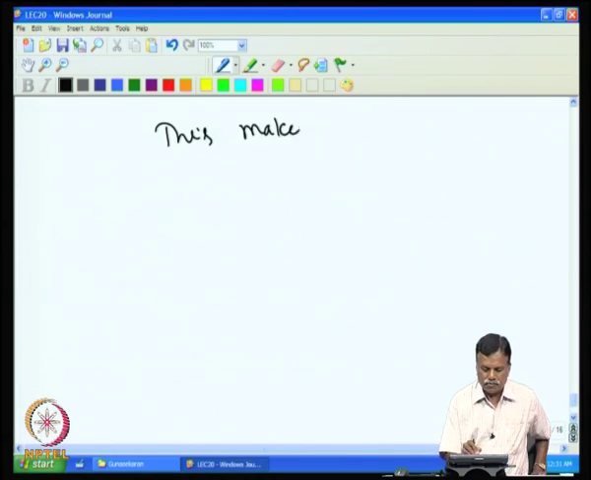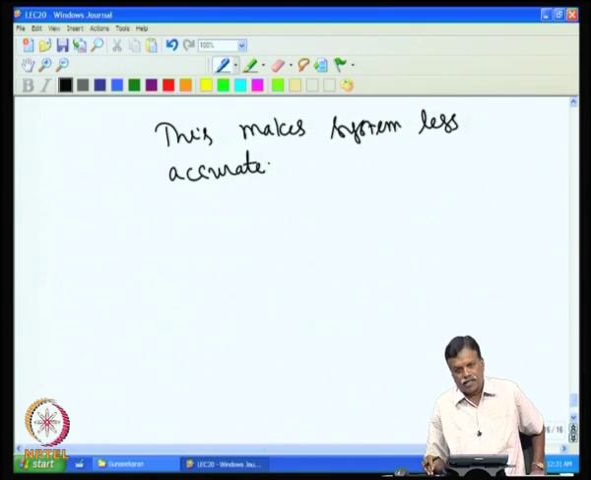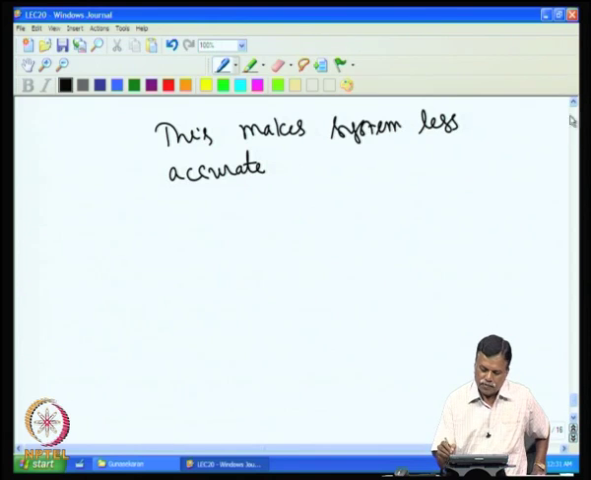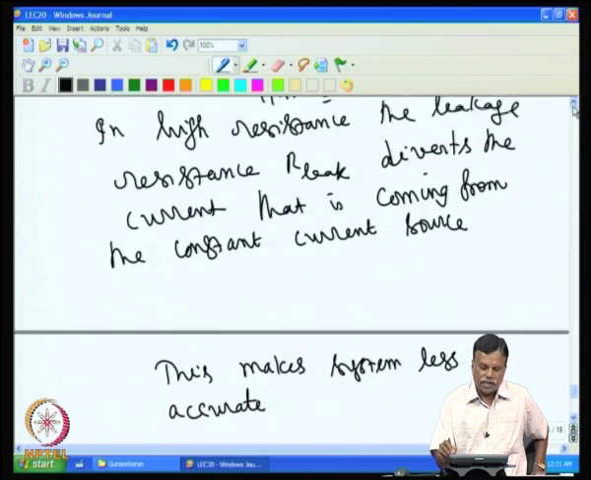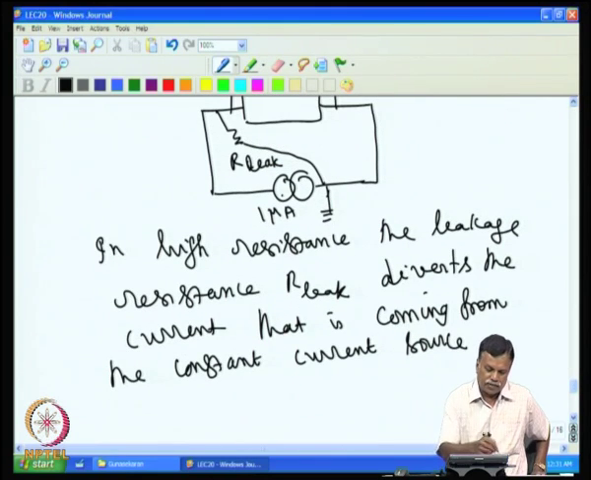This problem is not there in low resistance measurement. This is because at low resistance, the actual current, whatever current we are sending from the constant current source, will be high, and this resistance is small.